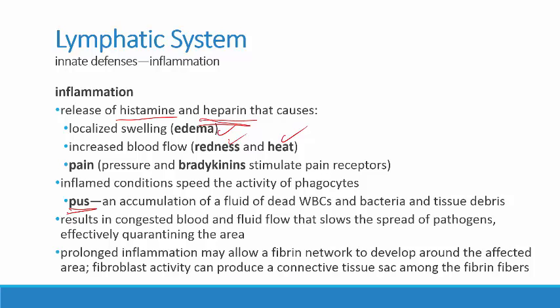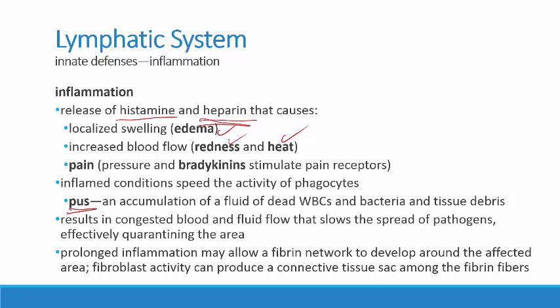That helps to quarantine the area, gives the macrophages that are called in, the neutrophils that are called in, a chance to go roam around and find any pathogens and remove them. But prolonged inflammation can lead to the development of a network of fibrin molecules or fibers. Remember, the production of fibrin is part of the processes of coagulation.